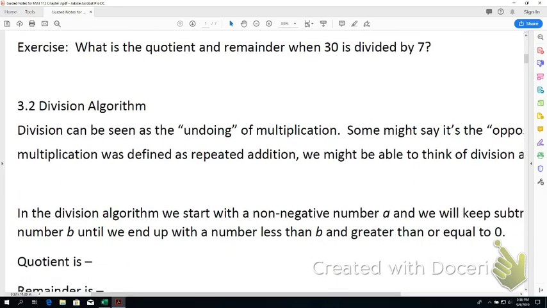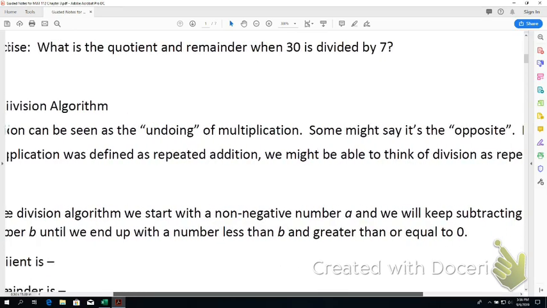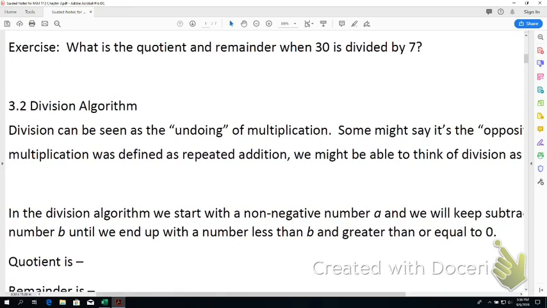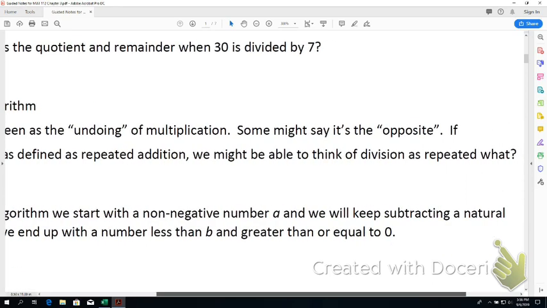The division algorithm can be seen as the undoing of multiplication. Some might say it's the opposite. Okay, so recall that we said multiplication was repeated addition. So you can think of division as repeated what? Well, if it's the opposite, what's the opposite of addition? So we can think of division as repeated subtraction. Okay. I always remember this is an interesting way to think about it. So division is repeated subtraction.